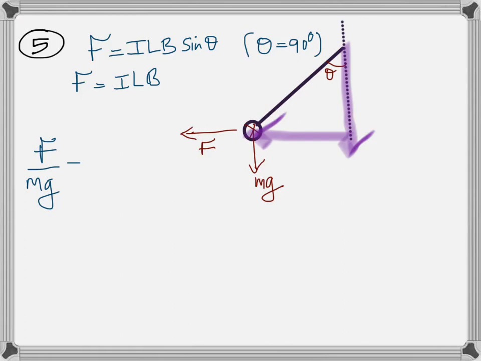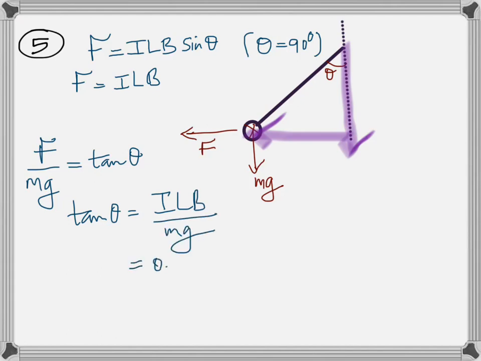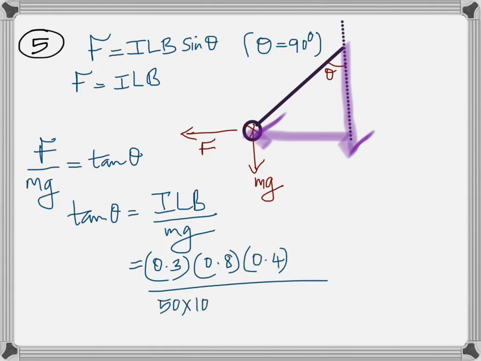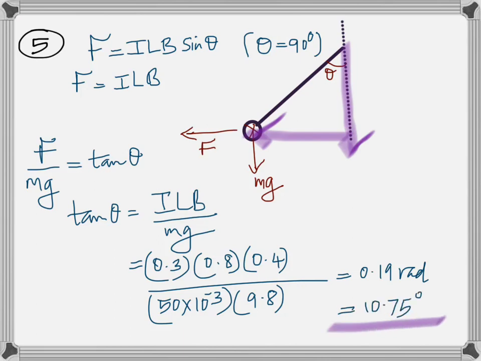That's the whole idea. So that couples with static equilibrium from semester 1. So it's both together. Therefore, F by mg is equal to tan theta, and tan theta is, now it's just math, ILB by mg, and you substitute the numbers given. Remember, mass is in grams, you got to convert it into kilograms. You get tan theta as 0.19. Take the inverse to get 10.75 degrees as the answer.